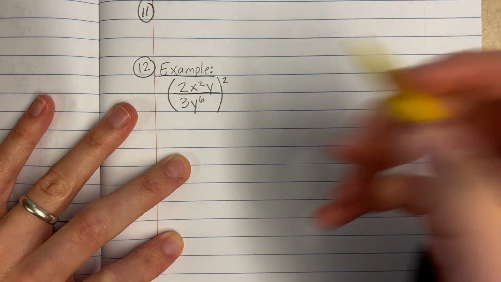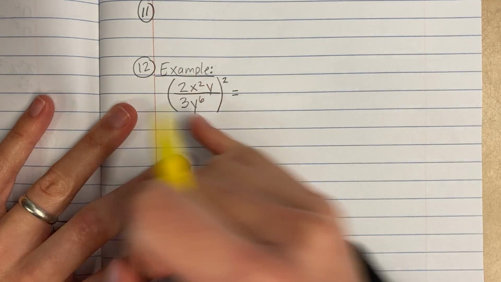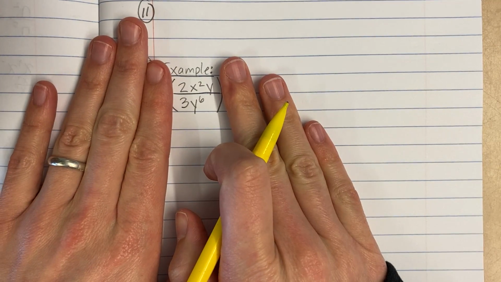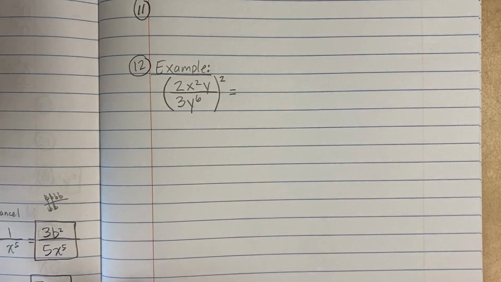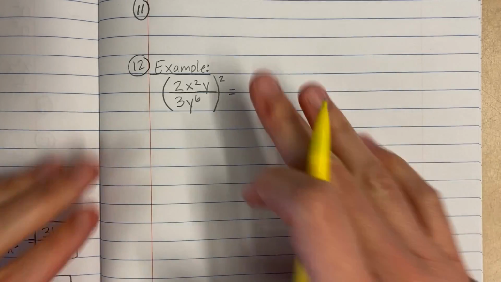Okay, so listen, first things first. This fraction on the inside of the parentheses has to be simplified. Okay, and that's what we just did. Like what you just did in 9 through 11, you're simplifying a fraction. So this has to be simplified.